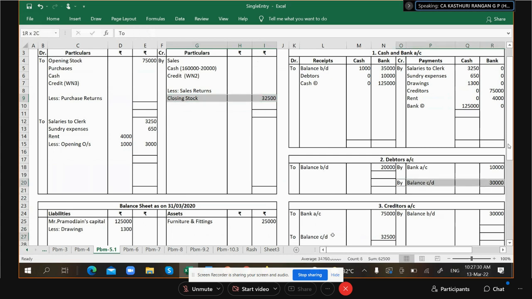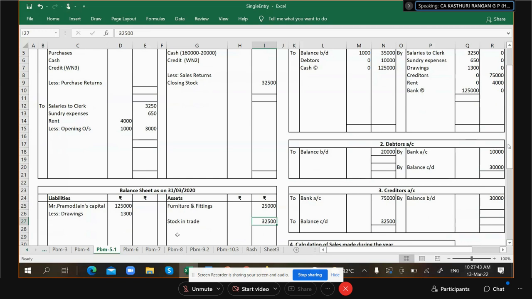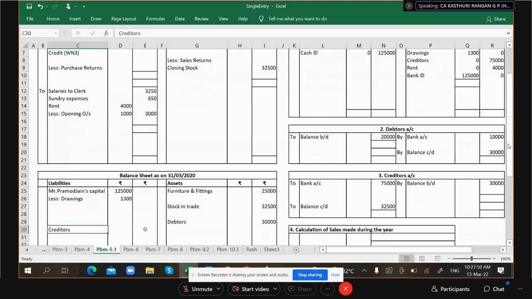So closing stock goes in the trading account, closing debtor in the debtor account, and closing creditors in the creditors account. Not only that, all the closing balances we should put in the balance sheet, correct? So where will you put the closing stock and debtor? On the asset side. Stock in trade 32,500, debtor 30,000, then creditor 32,500. So we should record the balances not only in the ledger account but also in the closing balance sheet.